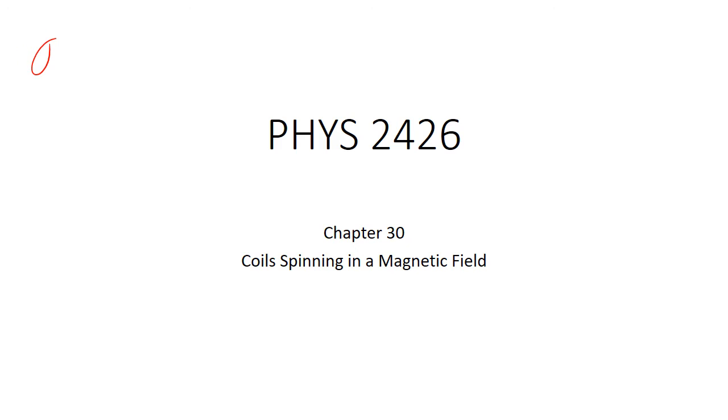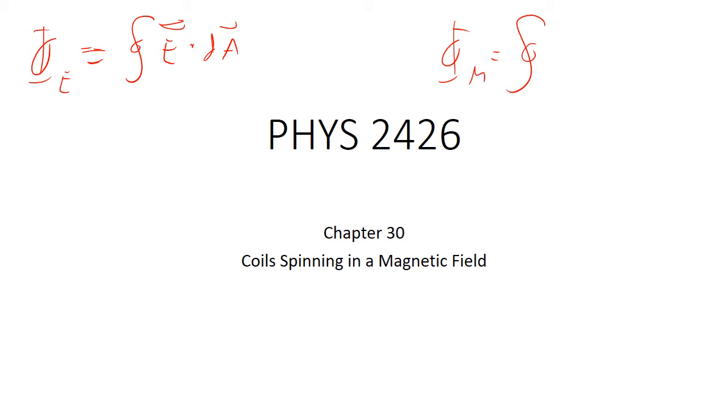We remember electric flux was the integral of E dot dA over the surface. So by analogy, magnetic flux is going to be equal to the integral of B dot dA.